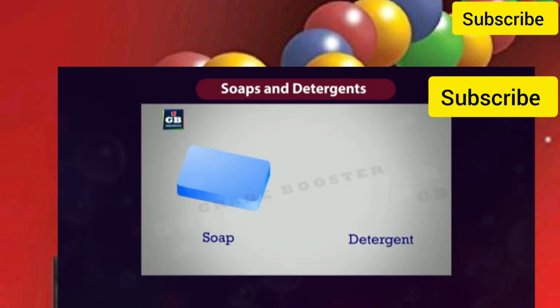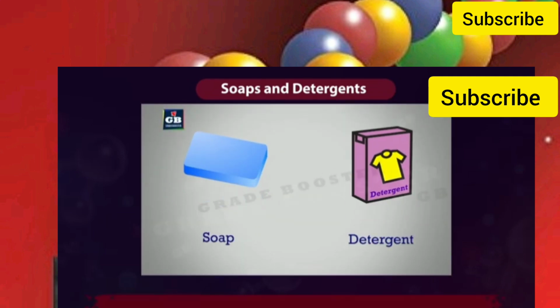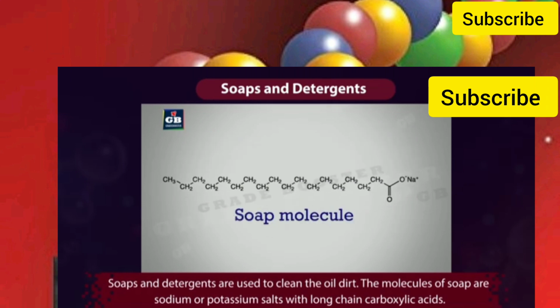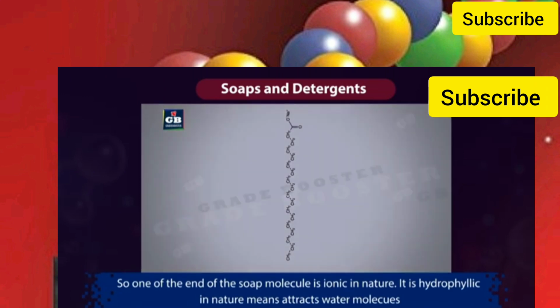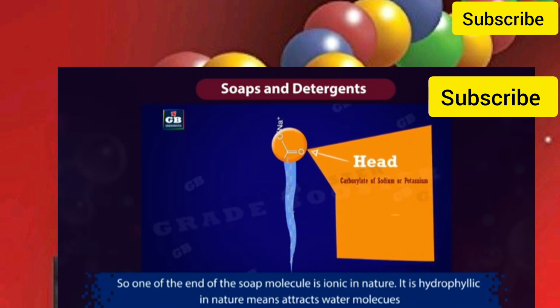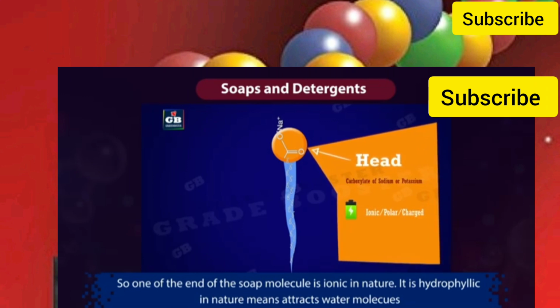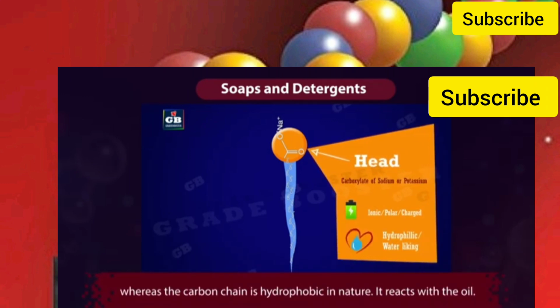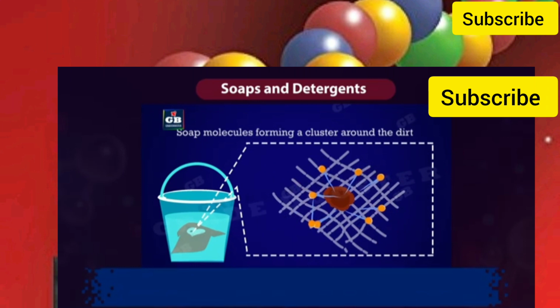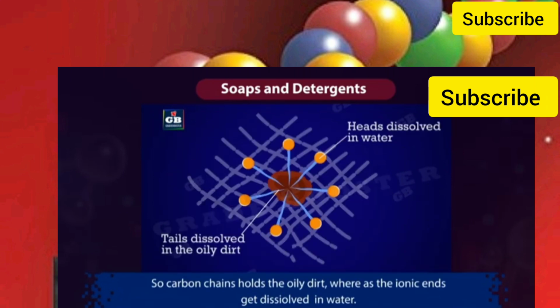Soaps and detergents are used to clean the oily dirt. The molecules of soap are sodium or potassium salts of long chain carboxylic acids. So one end of the soap molecule is ionic in nature. It is hydrophilic, meaning it attracts water molecules, whereas the carbon chain is hydrophobic in nature. That means it reacts with the oil. So carbon chains hold the oily dirt, whereas the ionic end gets dissolved in the water.